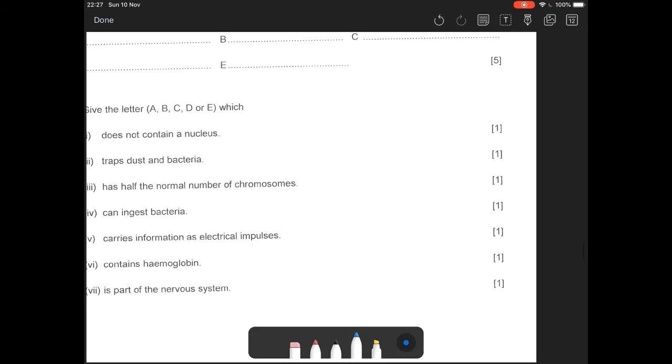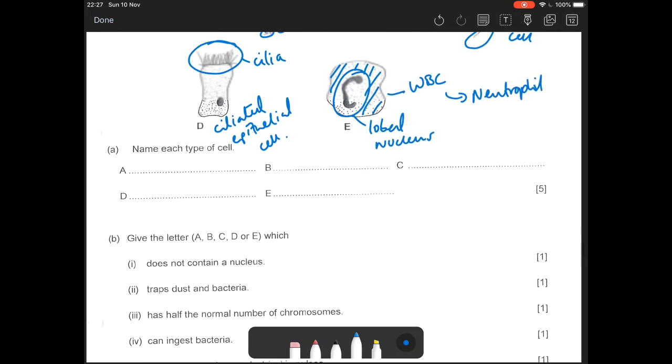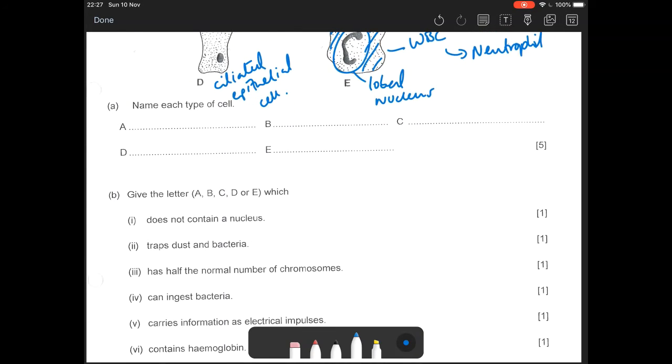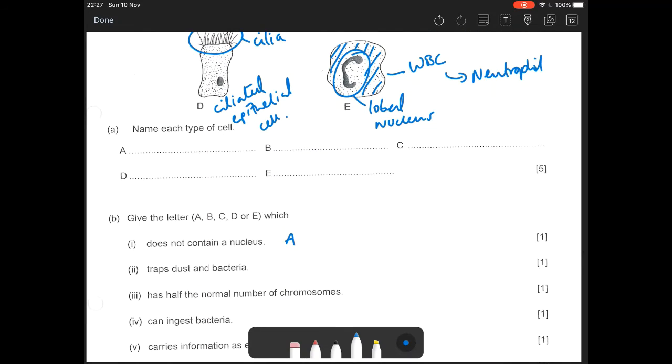So we had to match up, obviously, now these jobs and functions. Give the letter say which does these jobs. So it does not contain a nucleus. That is our red blood cell. So that's A. Traps dust and bacteria. That is these little cilia hairs on D.